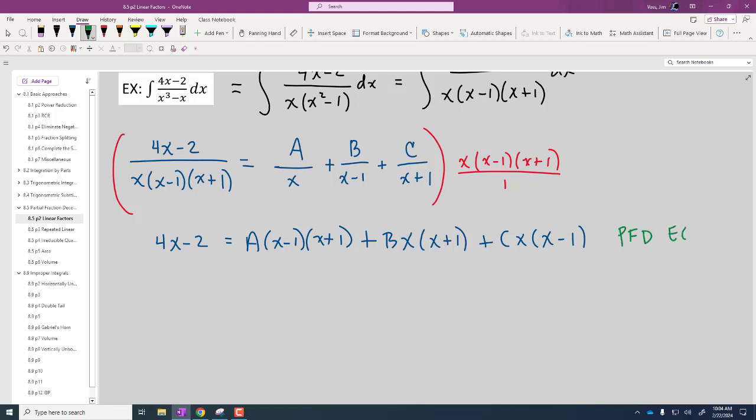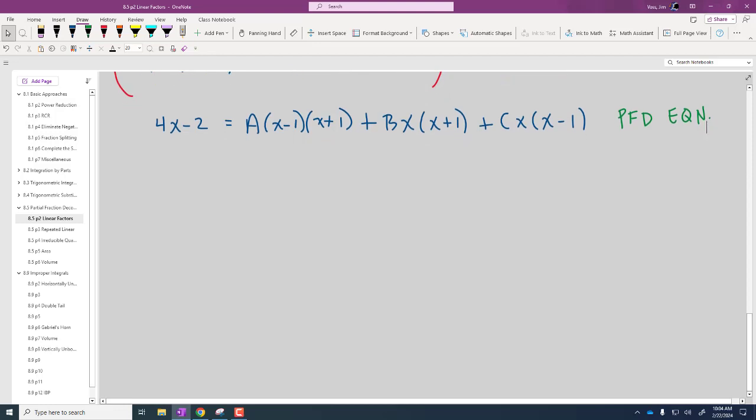And this PFD equation is where we decide, should we go traditional or should we go convenient value? Because everything is linear, convenient value is going to work really well. So let's go with that. When we get to the irreducible quadratics, we have to go with traditional methods, so we'll get a lot of practice with it. So there's no harm in going with convenient values.